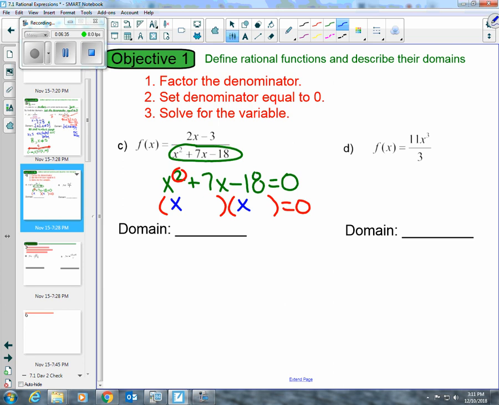Then we have our last term as a negative 18. So we're thinking about things that multiply to negative 18 and add to positive 7. So think of your factors that multiply to negative 18, which means, what do we know about the sign? If it's a negative 18, that means one of them has to be positive, one has to be negative.